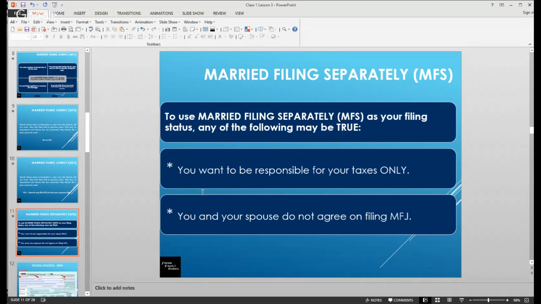So again, the key points there are you do not agree to file jointly, and/or you choose to be responsible for your taxes only.